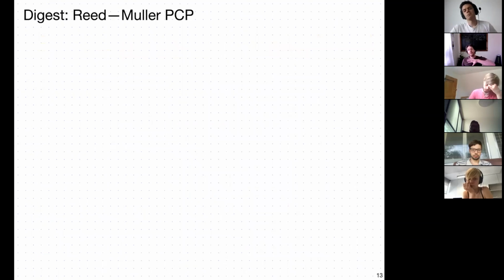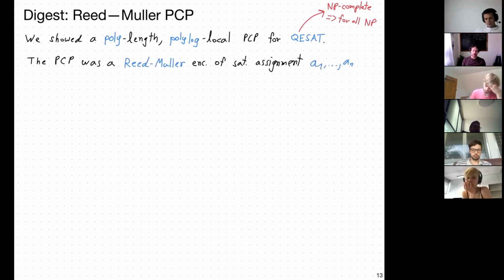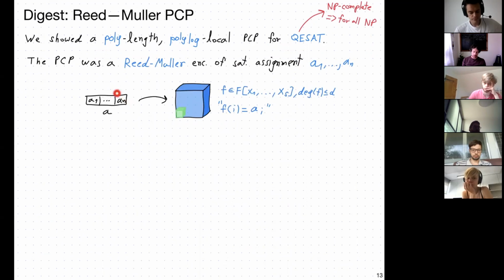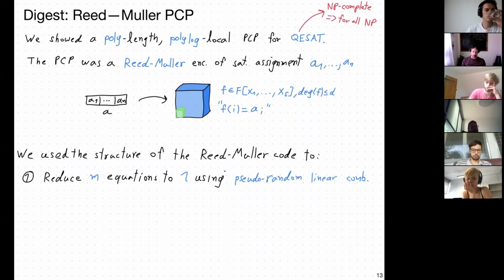Just to make a digest of what happens: we showed this polynomial length PCP with polylog locality for quadratic equations, and it was a PCP based on the Reed-Muller encoding. We essentially took an assignment and encoded it into this low degree extension. And we used the structure of the Reed-Muller code to first reduce these M equations into one equation using pseudo-random linear combinations.